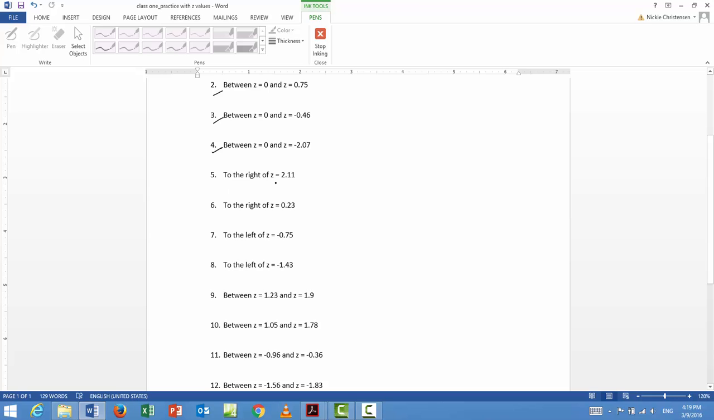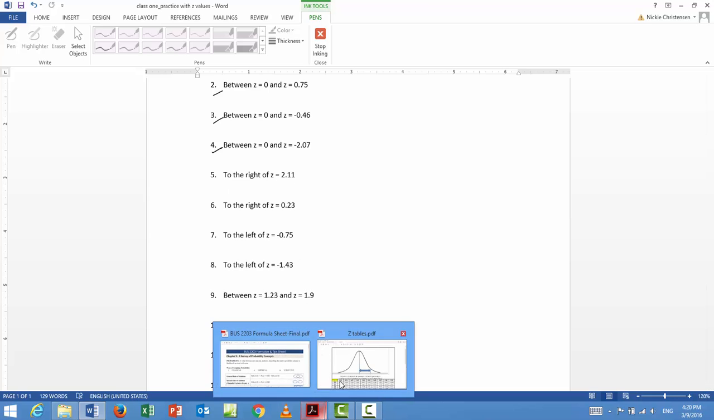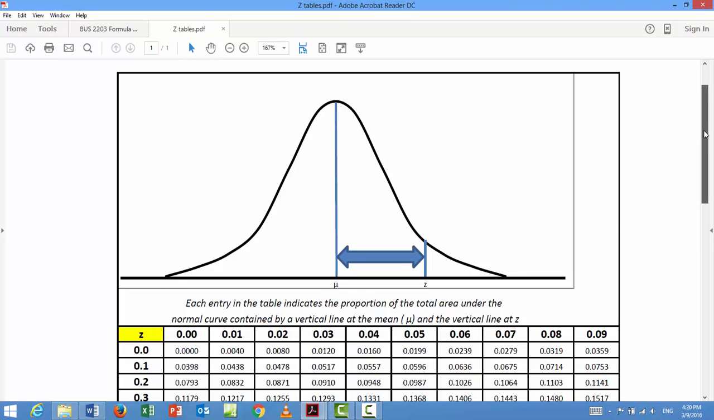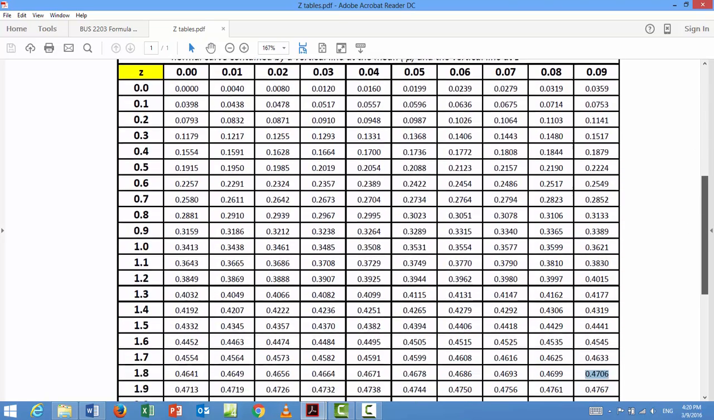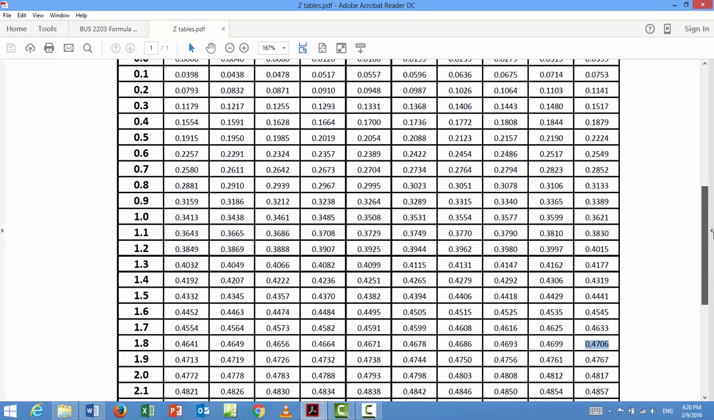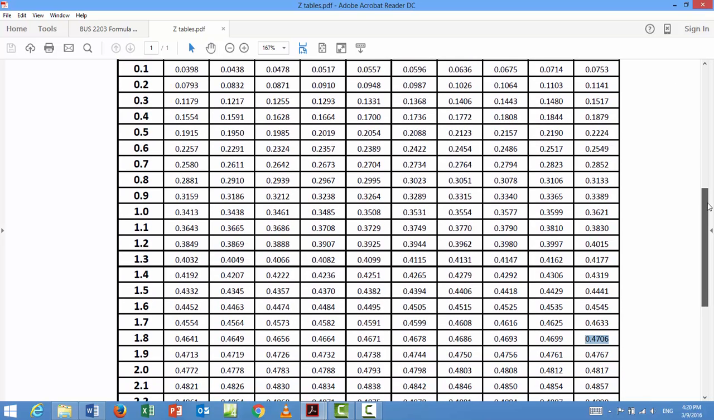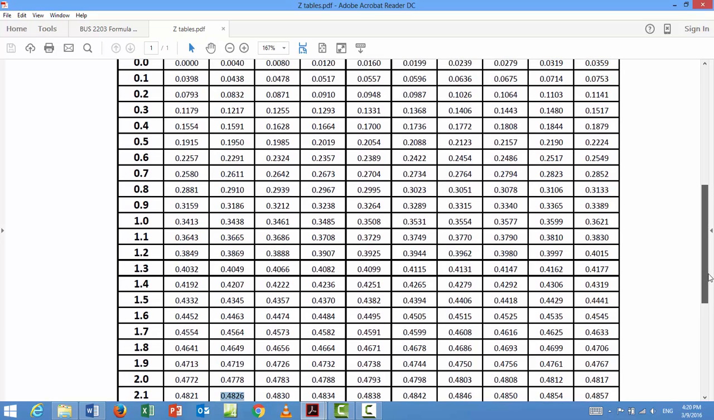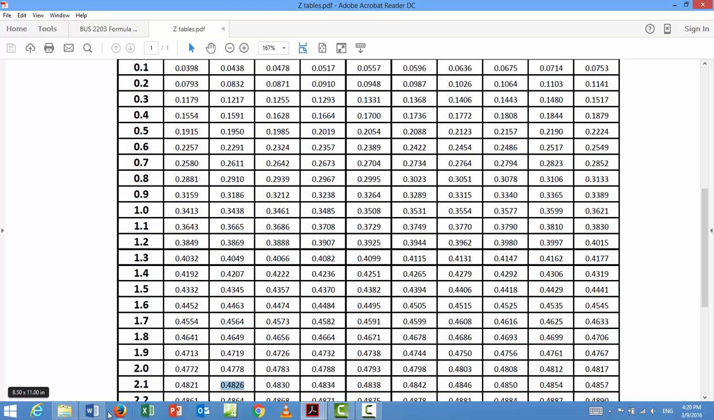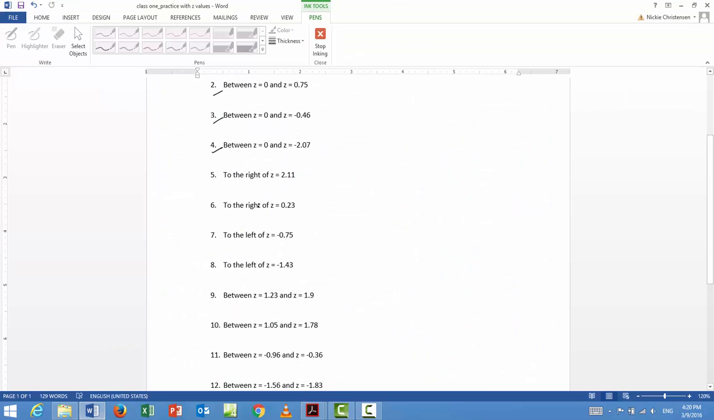So let's do this one. To the right of z equals 2.11. First thing, we'll look up 2.11. Here's 2.1. This would be 2.0, and I know that because of this up at the top. So this is 2.10. This is the area between 2.11 and the mean. Let me just jot this down here: 0.4826.